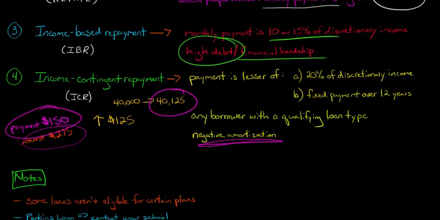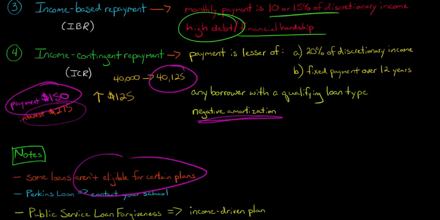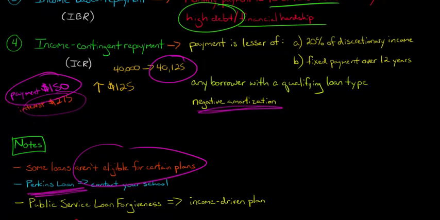Now, as I mentioned, not all loan types are eligible for every single one of these different types of repayment plans. Like I said, Parent Plus plans and so forth are restricted for some of them. Also, if you have a Perkins loan, you need to contact your school and talk to them about repayment plans.